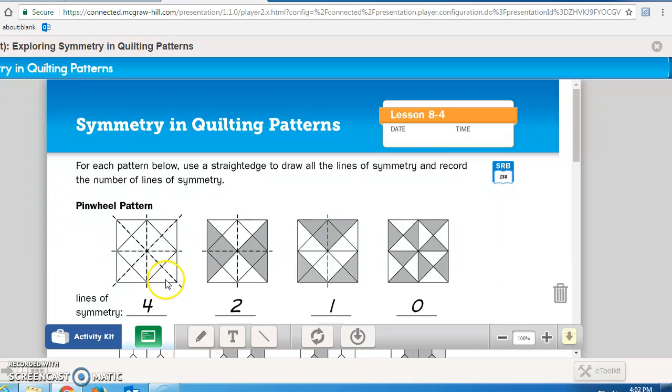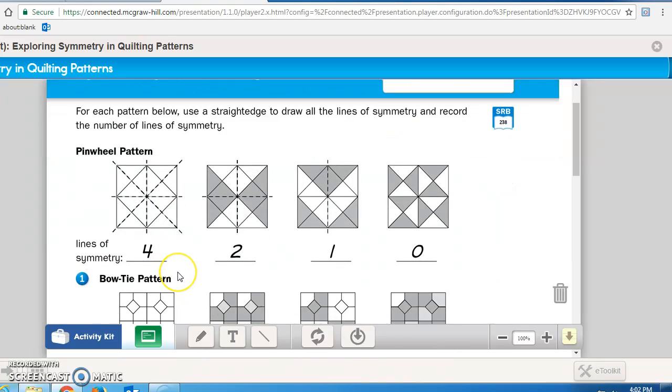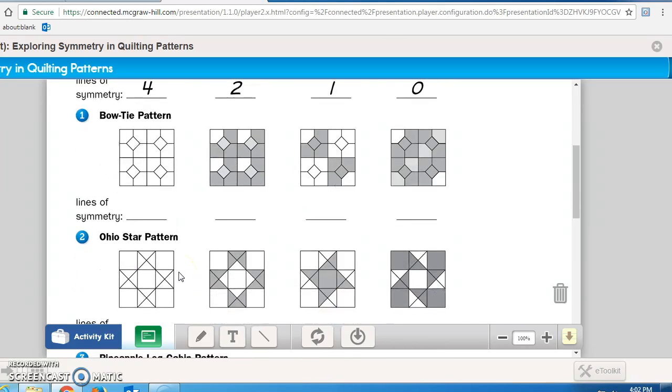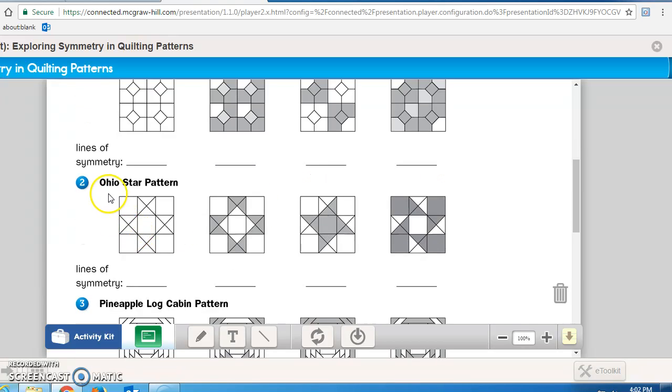What I would like you to do next is to work on Math Journal page 280 and then bring it up to me, because this is a math assessment check-in, an ACI. It says this is called a bow tie pattern. All 4 of these are. How many lines of symmetry do you find in the first one, and the second, and the third, and in the fourth? Then go on to the Ohio star pattern and do the same thing.